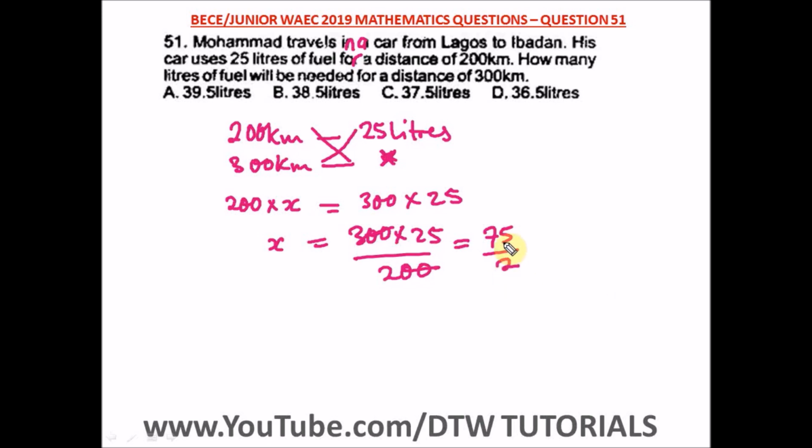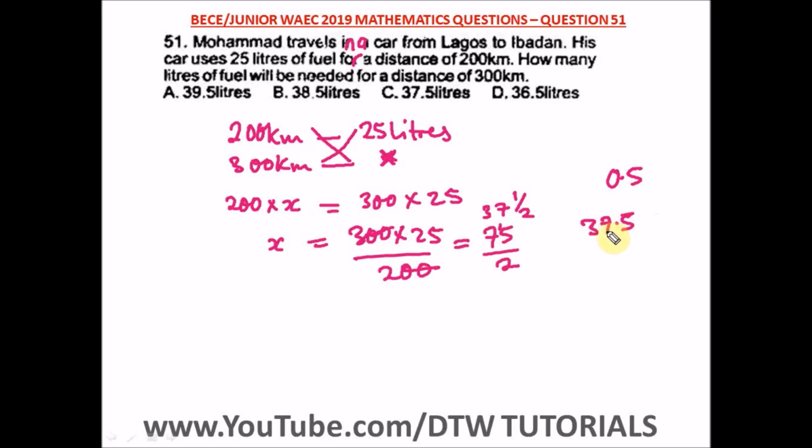How many times would 2 go in 75? In 7 it will go 3 times. Remainder 1, take this 1 here. In 15 it will go 7 times. Remainder 1. That is remainder 1 over 2. So we have 37 and a half. And what is this half here? Half is 0.5. So our answer here is 37.5. That is 37 and a half.